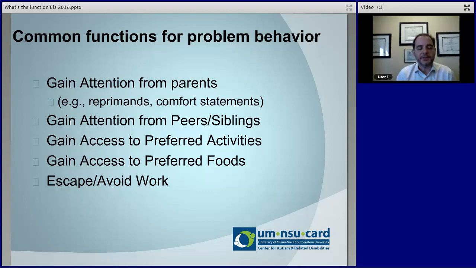And then finally, the last one that we'll talk about today is called escape or avoidance. This is problem behavior that occurs in an effort to get away from, escape, terminate, or otherwise avoid or delay some sort of work demand or unpleasant activity. So I'm asked to do my homework, and I invent a million reasons why I can't do it at this moment. I'm sick, I'm tired, I'm hungry, or I just start engaging in problem behavior. I cry, tantrum, whatever it might be.